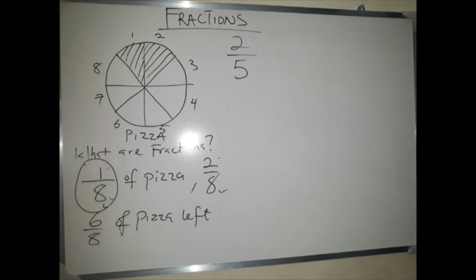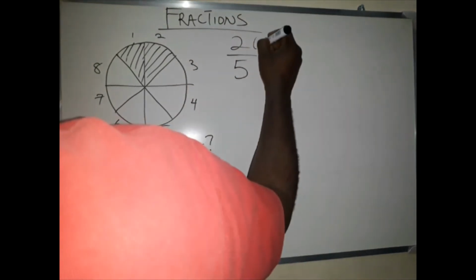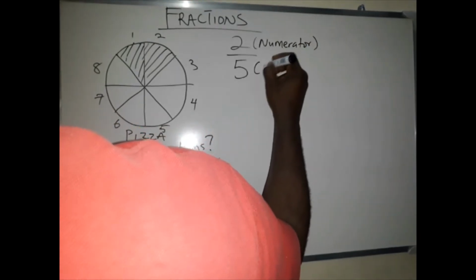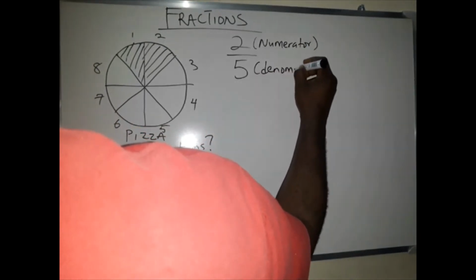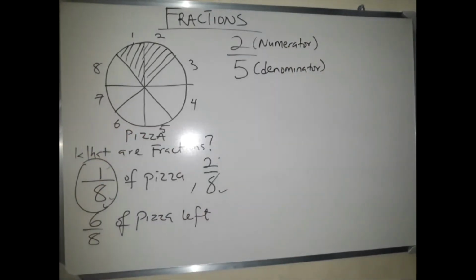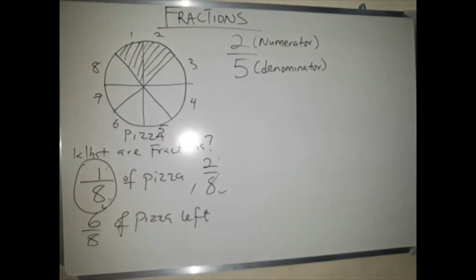Now in mathematics, the top number is called the numerator, while the bottom number is called the denominator. Top number is known as numerator, bottom number is known as denominator. The bottom number, that is the one at the bottom here, which is called denominator, is the number of parts a whole is divided into.